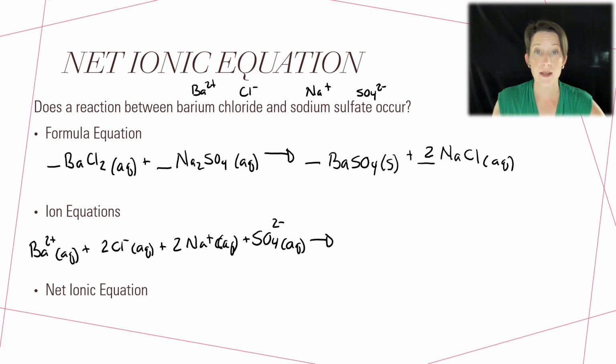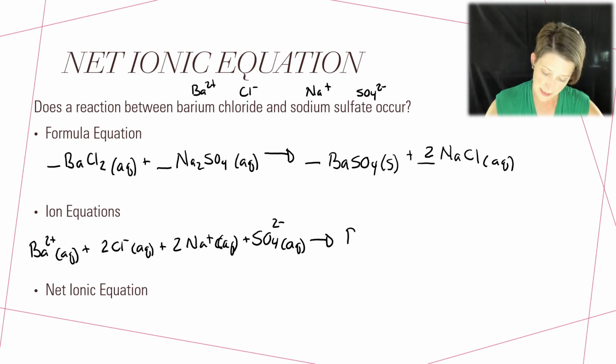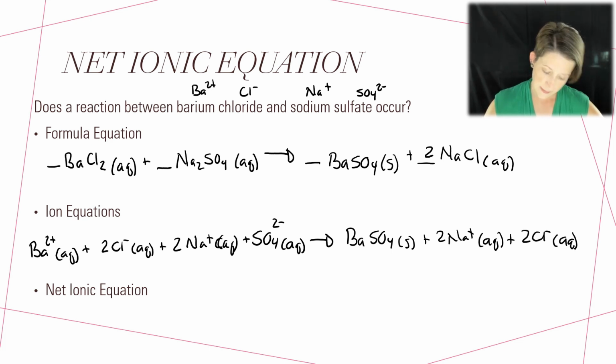On the other side, aqueous stays in ion form. If it's a solid or a liquid, it stays as its compound. Barium sulfate is a solid, therefore it stays as barium sulfate. Whereas sodium remains as an ion, and chlorine remains as an ion. And that is our ion equation.